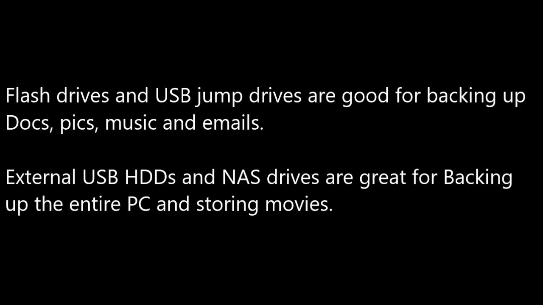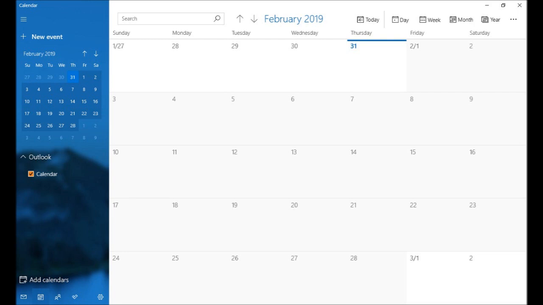If you just want to back up your documents, your pictures, emails, and so forth, flash memory or a USB jump drive would be just fine. Their capacity goes as high as 256 gigabytes or more, but the higher the capacity, the more they will cost. If you want to back up the entire PC, then using a USB hard drive or a network attached storage drive would be the best choice. Their capacity can go up to 10 terabytes or more and cost less per gigabyte than solid state or flash drives.